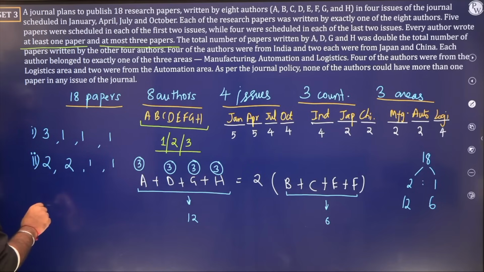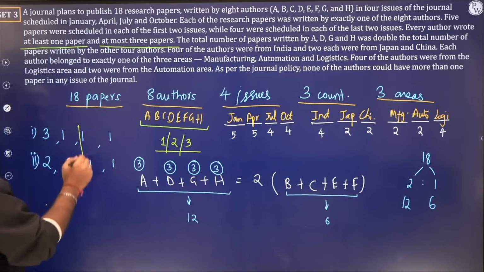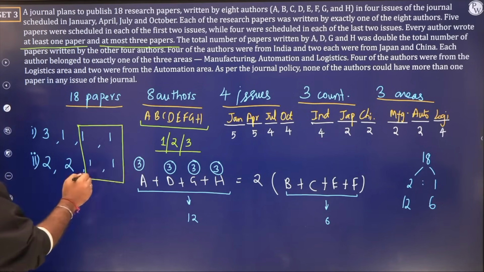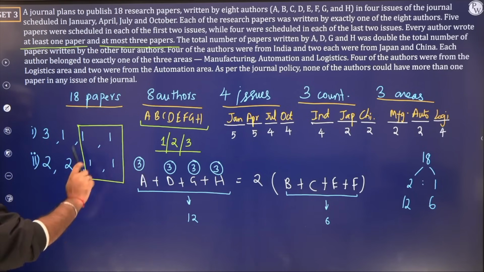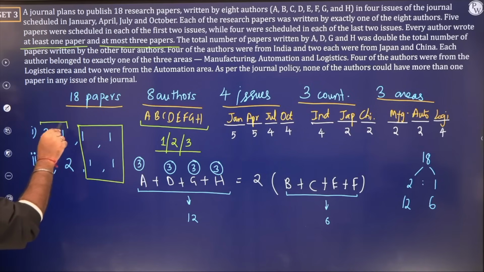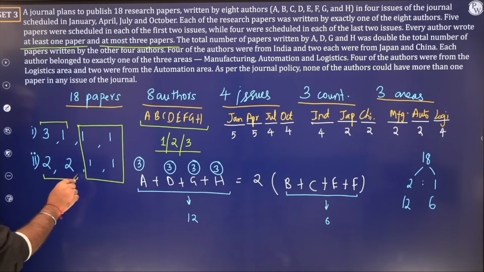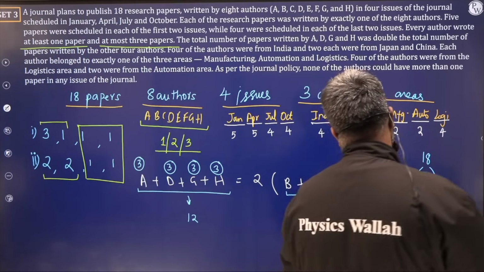So with this, what do you see? You realize that 2 authors will definitely submit only 1 paper. That's the common thing here, right? 2 authors will definitely submit only 1 paper. The other 2 authors could either go 3-1 or 2-2 among B, C, E, and F, right? Now we just have to keep this in mind and move ahead.